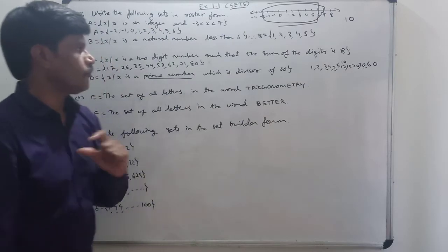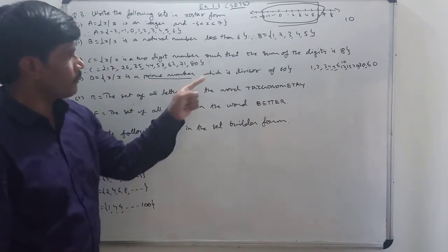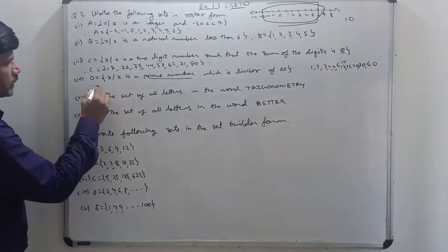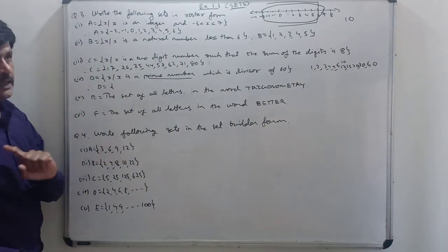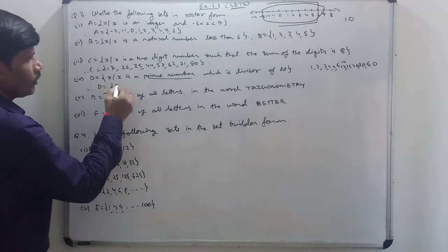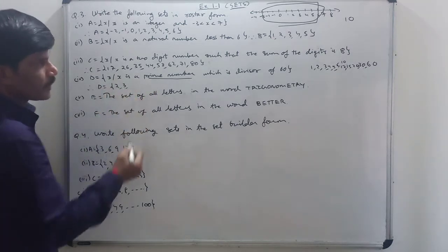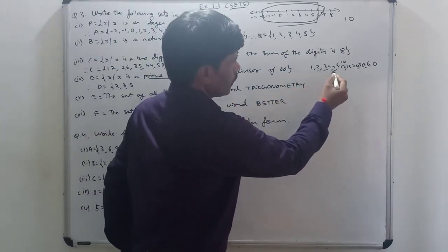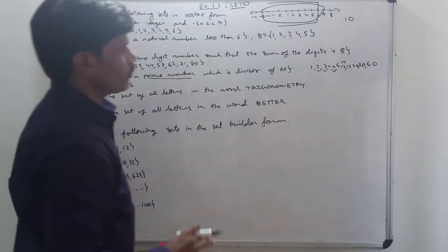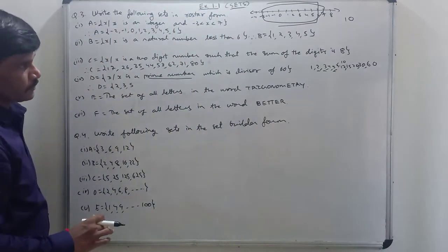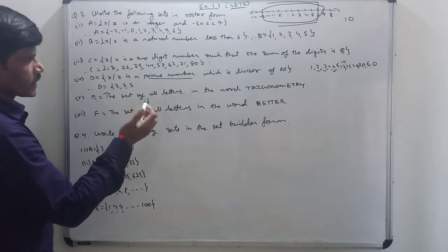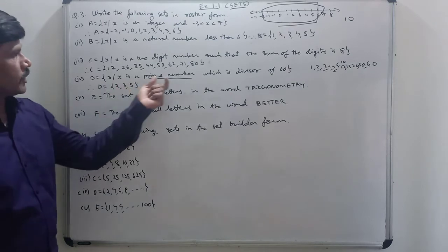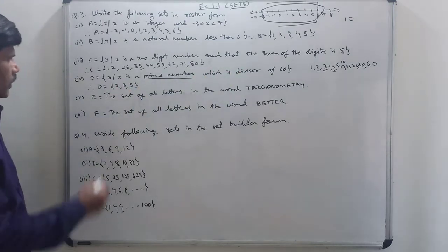These are the divisors of 60. But we want prime numbers which are divisors of 60. So what are the prime numbers here? You can see the first prime number is 2. 1 is an exceptional case, 1 is not a prime number. So 2, then 3, then 5. 2, 3, 5. All the others are not prime numbers, composite numbers we can say, and 1. So this is the answer. 2, 3, 5 is nothing but the prime numbers which are divisors of 60.